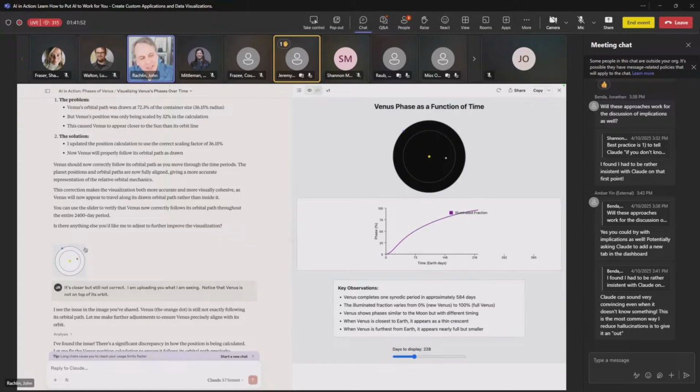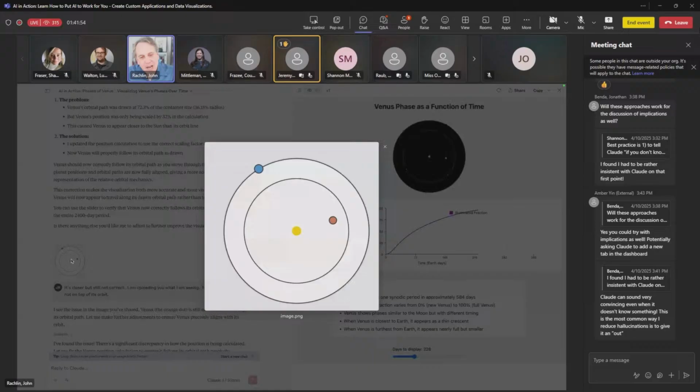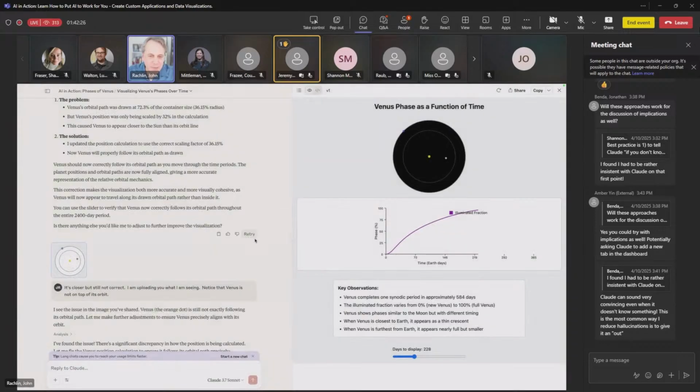One interesting thing that occurred was I was having trouble getting Venus to line up on its orbit. And so what I did was I gave a little screenshot of Venus to Claude and said, this is the problem that I'm seeing. And I have found, and I'm going to let the Anthropic folks speak to this, but I have found that when you actually show Claude the problem that you're having, it often seems to resolve the issue a bit more quickly. And as soon as I did this, then it actually began to work nicely.